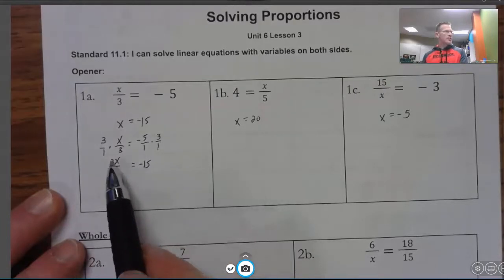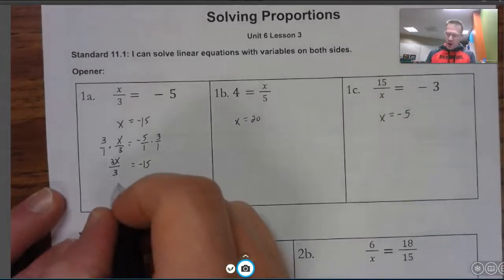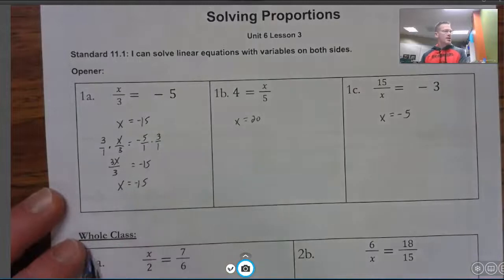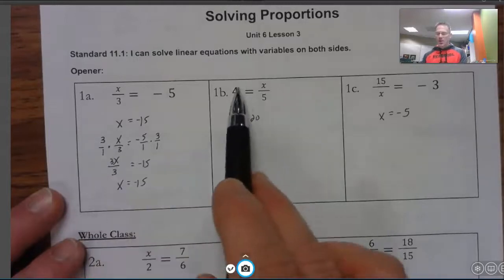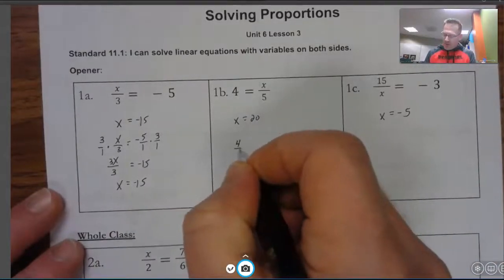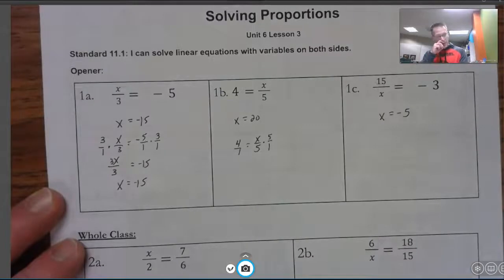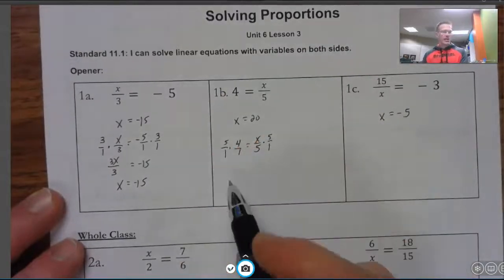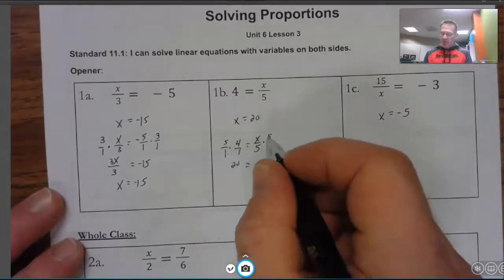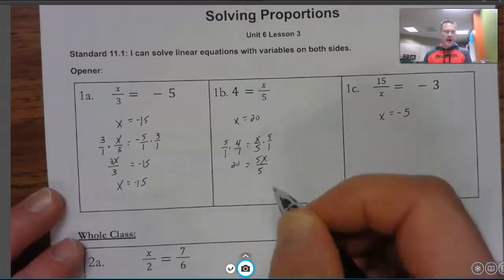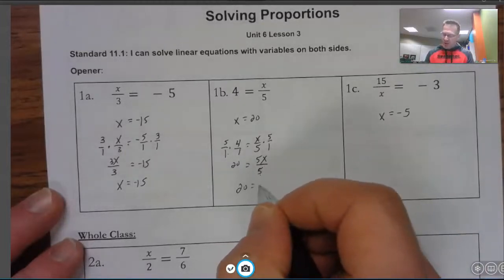Then look what happens right here. This is really 3 divided by 3, which is just 1. So there's my 1x equals negative 15. When I multiplied by 3, it undid the division. If we go back to this proportion, we have 4 over 1 equals x over 5, so I'm dividing by 5. I can multiply by 5 over 1 on both sides. 5 times 4 is 20, and I get 1 times 1, which is 1, but we don't have to write that. Over here, 5 times x is 5x, 5 times 1 is 5, and I get 5 divided by 5, which is just 1.